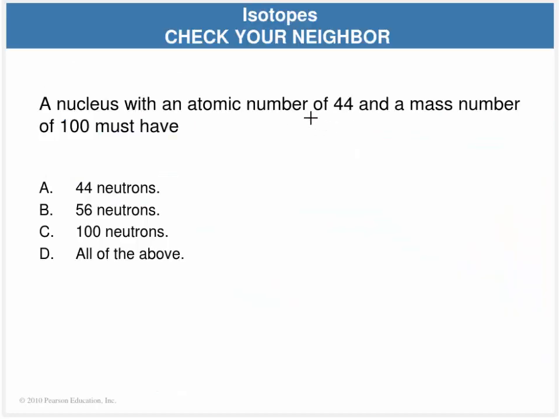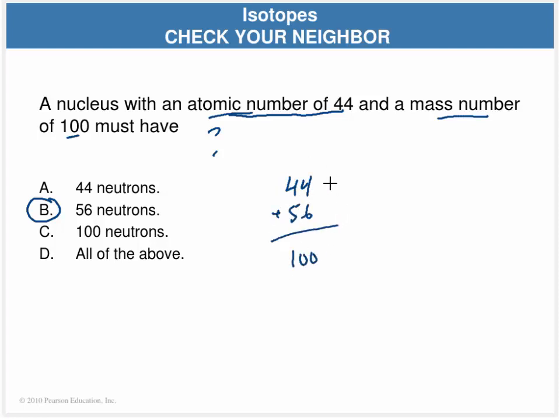So just a little bit of practice. If we know the number of protons that an atom has is 44, it has an atomic number of 44, and a mass number of 100, then how many neutrons does it have? Hoping that you guessed 56. Why? Because 44 plus 56 is going to give us 100, and the atomic mass number is going to be the number of protons plus the number of neutrons.